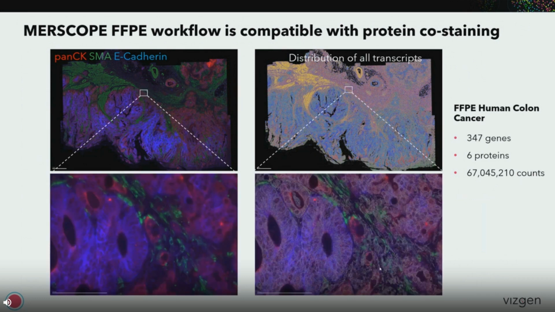And at the bottom, I'm zooming into one specific region. On the left, again, you're seeing this very beautiful staining done by the proteins pan-CK, SMA, and E-cadherin. And on the right, you're seeing the overlay of all transcripts on top of the protein staining.